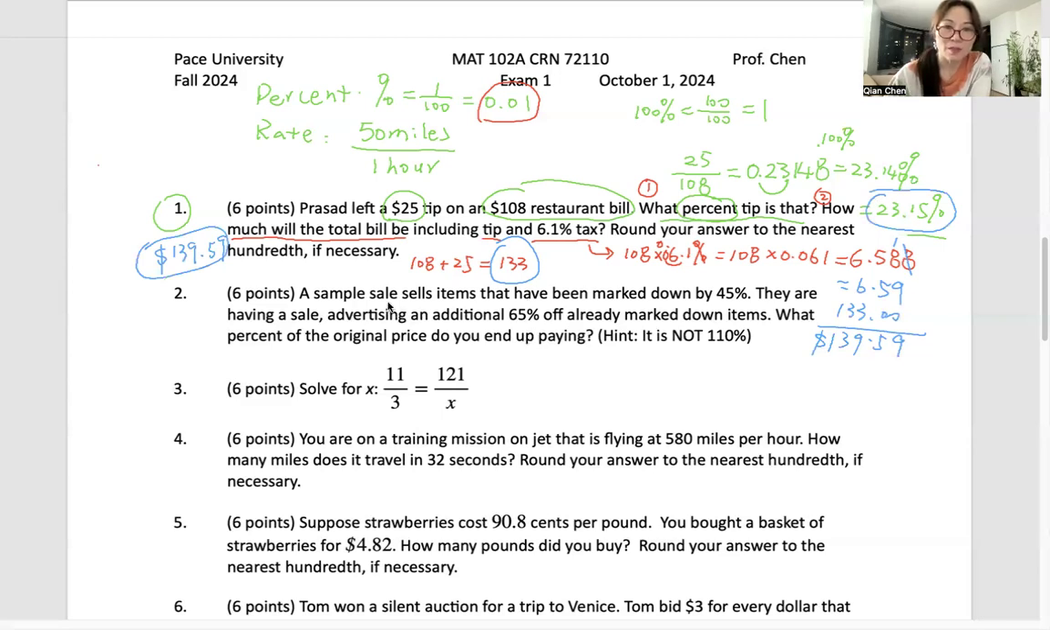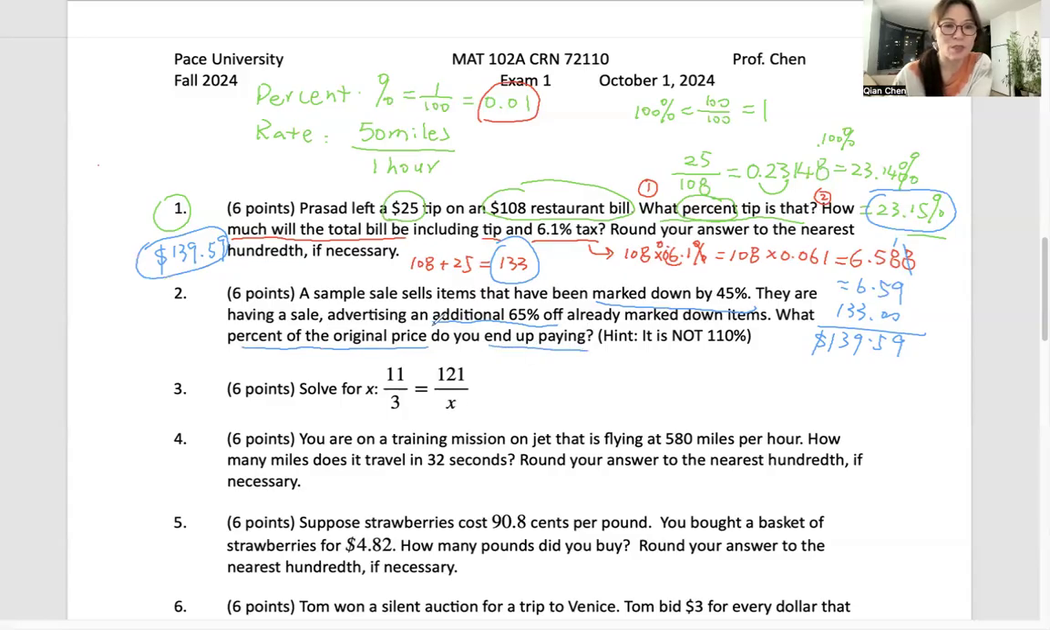A sample sells items that have been marked down by 45%. Right? That means 45% off. If the item is $100, or $45 off, so you only have to pay $55. So they're having a sale advertising additional 65% off. That means you have to pay 35% of that. So the question is asking what percent of the original price do you end up paying?